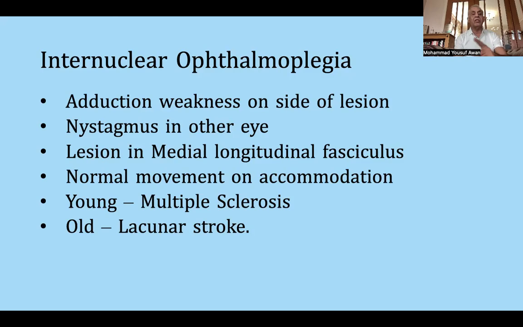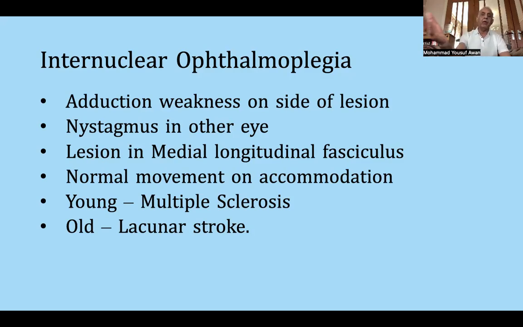This is a lesion of the medial longitudinal fasciculus. I'll show you in the next picture the medial longitudinal fasciculus, which connects the third and sixth nerve nuclei. When the patient is asked to accommodate, eye movements are normal. If internuclear ophthalmoplegia is present in a young patient, think of multiple sclerosis, and if the patient is older, think of lacunar stroke. So young, multiple sclerosis; old, lacunar stroke. That may be the short case.